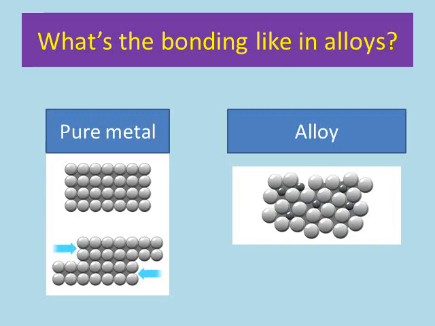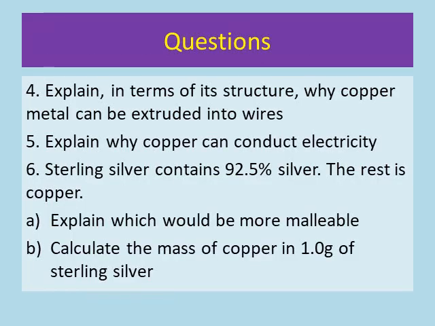So a couple of questions related to this are, number 4, could you explain in terms of its structure why copper metal, and you can assume that this copper is pure copper metal, why can that be extruded into wires? The other name for that is being ductile. Number 5, can you explain why copper, and assume that this is pure copper again, why can copper conduct electricity?